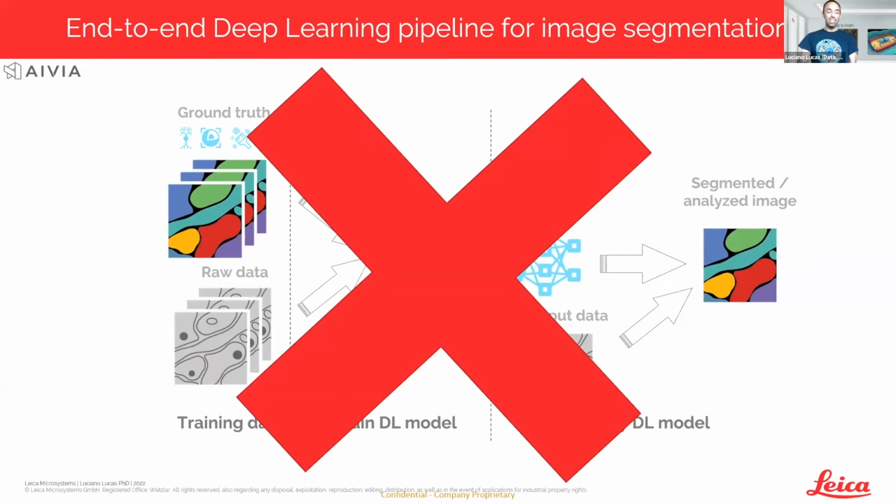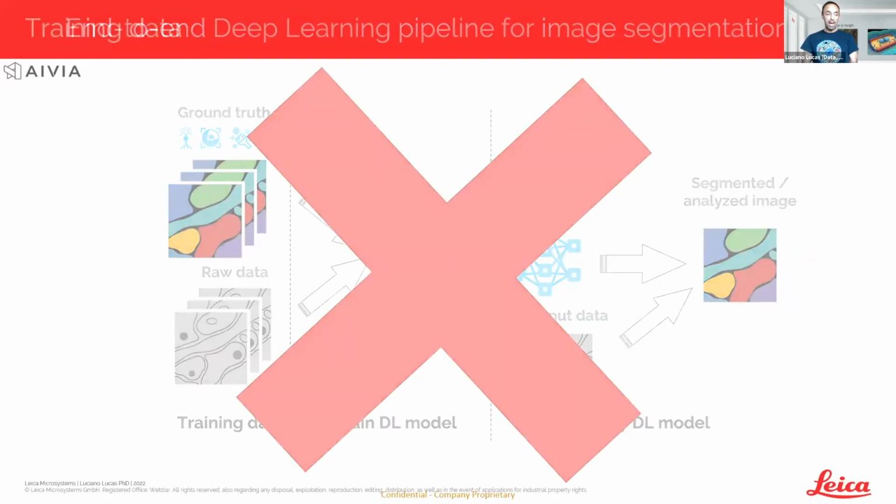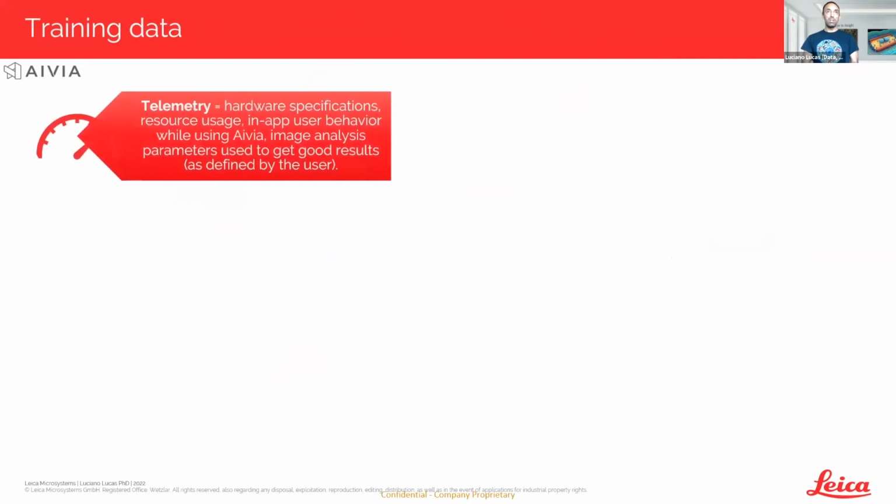You would explicitly teach the deep learning model, in this case, to learn what a cell looks like, and it will work for that one cell. What I'm talking about today is actually passive learning, where you look at what the users are doing in the software all the time and learn from those interactions.